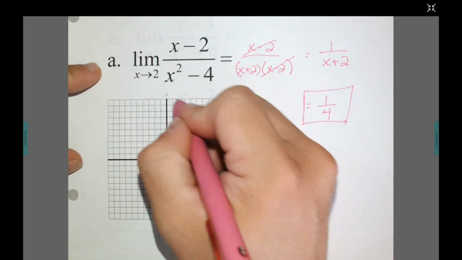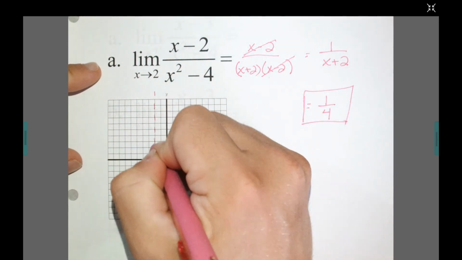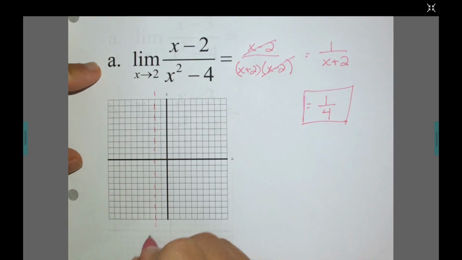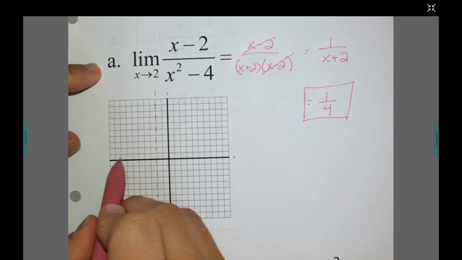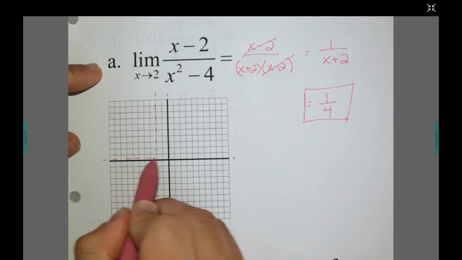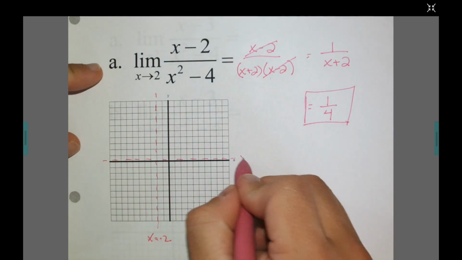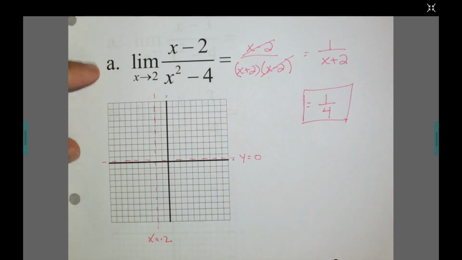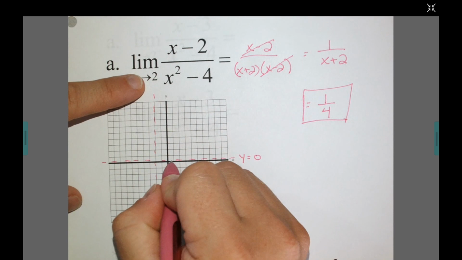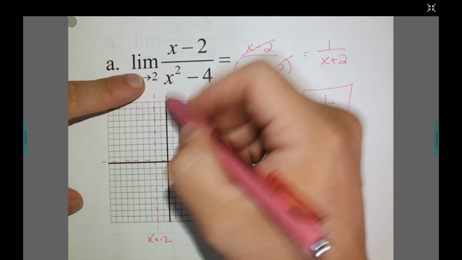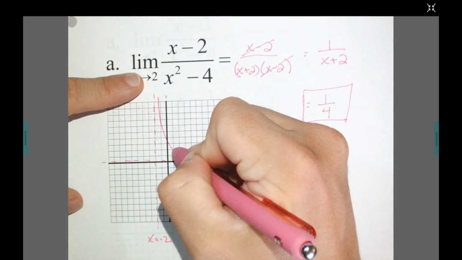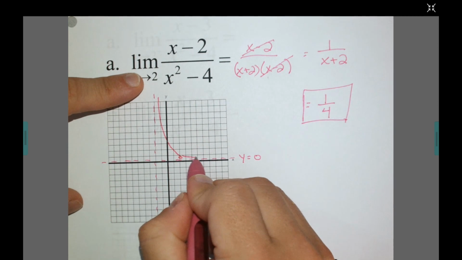Back to rational functions, you're going to have a vertical asymptote at x equals -2. This one is going to have a horizontal at y equals 0 because the degree in the numerator is less than the denominator. Again, we're going to talk about that in a few days. And then we have our hole at (2, 1/4). We're going to have a graph that looks like this.